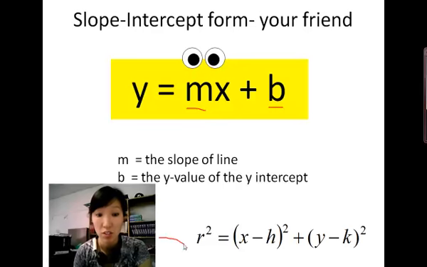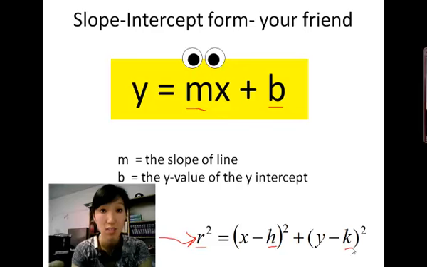Just like I have the standard form circle equation down here, where we had to identify a radius and then a center, that h and that k, the center of the circle, those are 2 very set things that will define a certain circle. Same thing with this line: you're going to have to set a slope and then a y value for the y-intercept in order to define a special line.